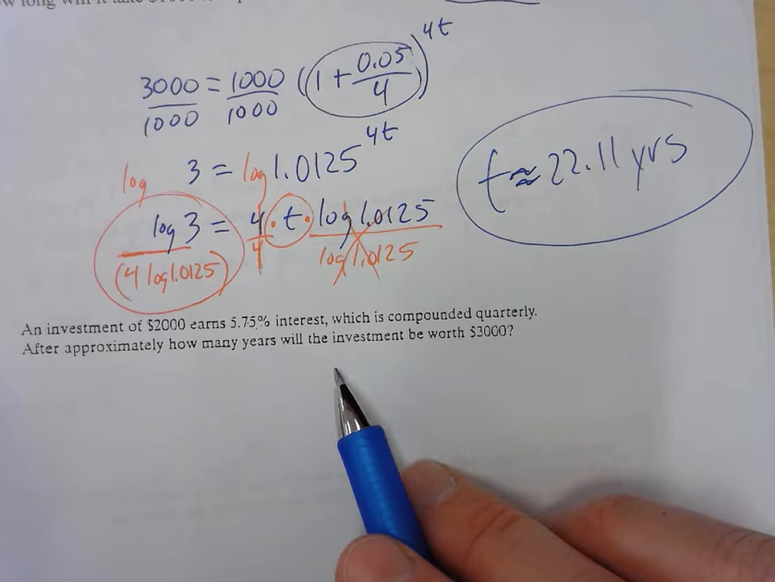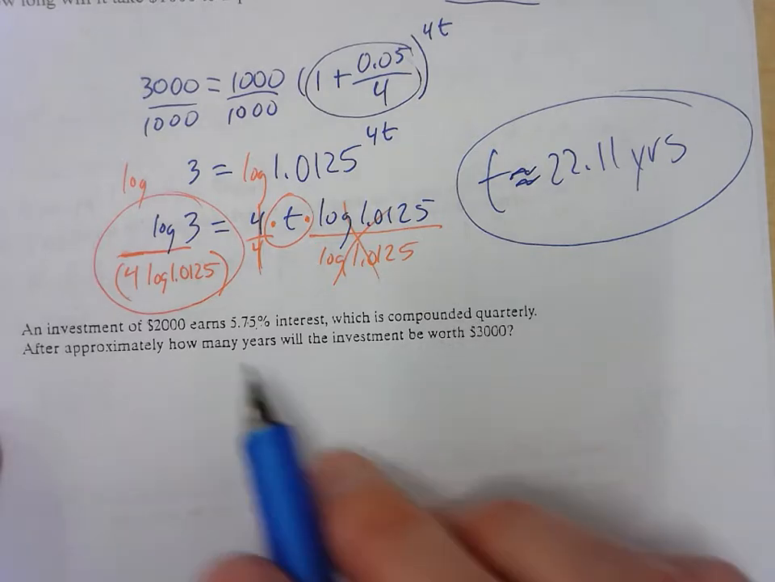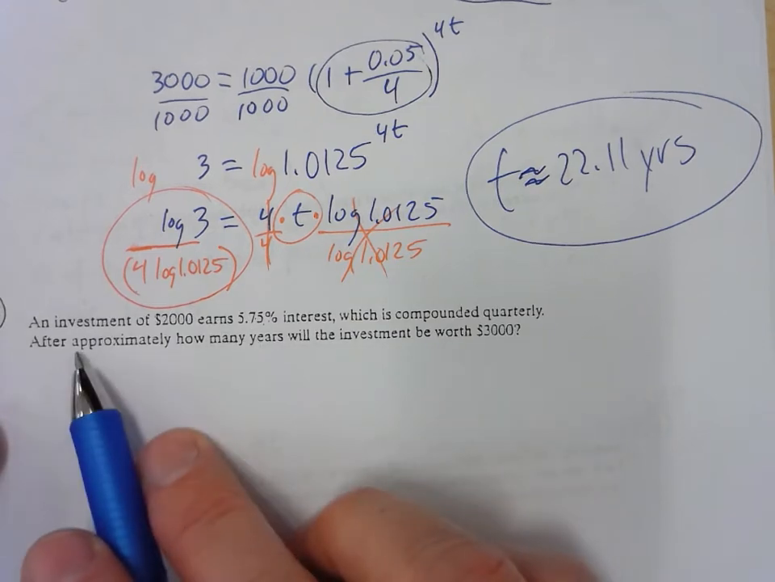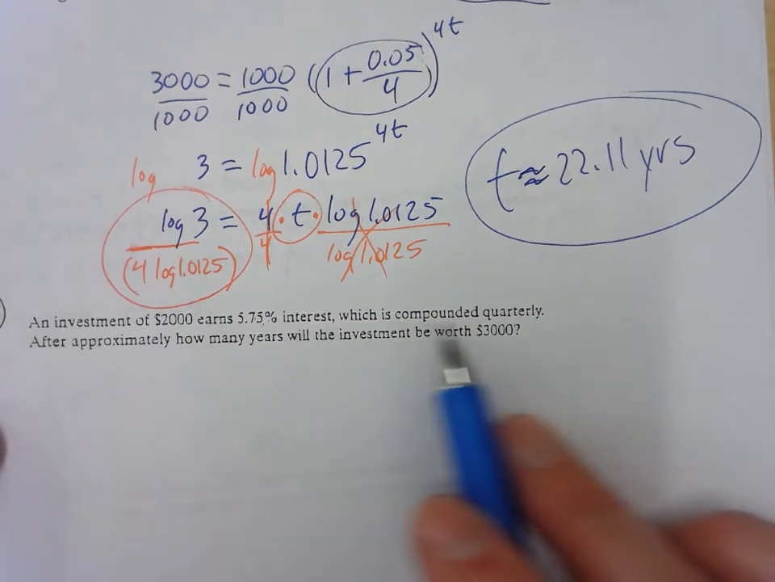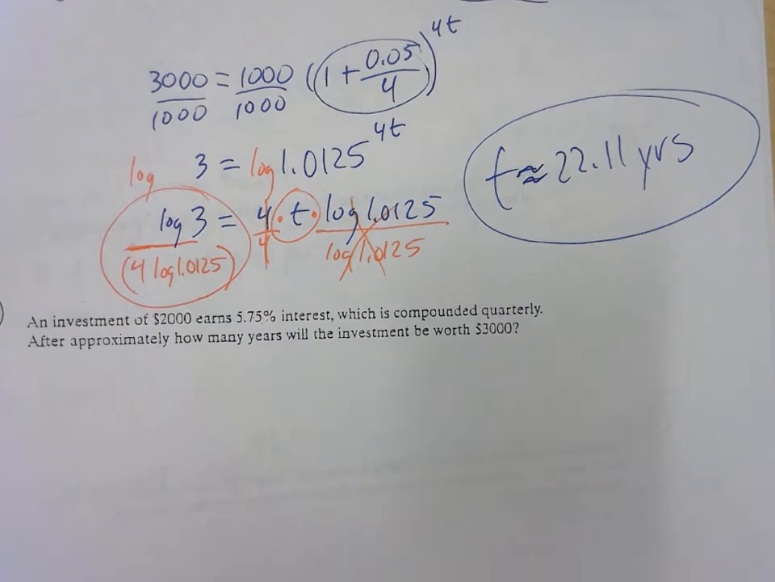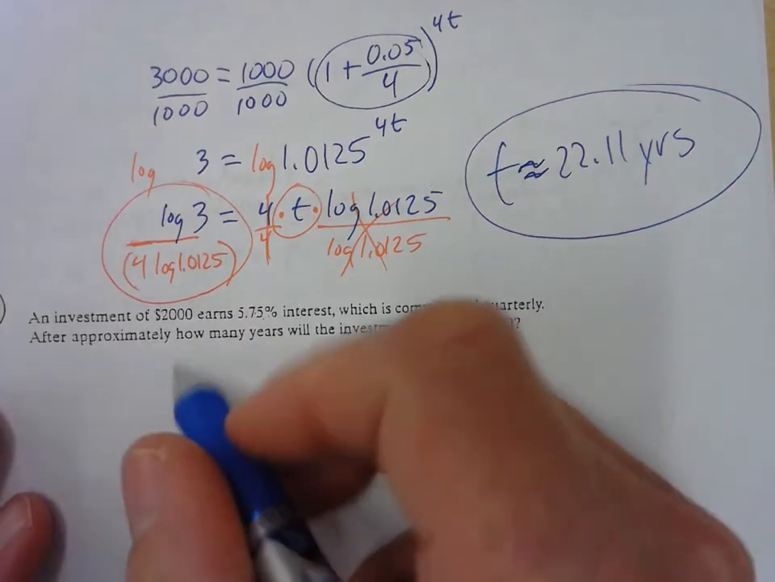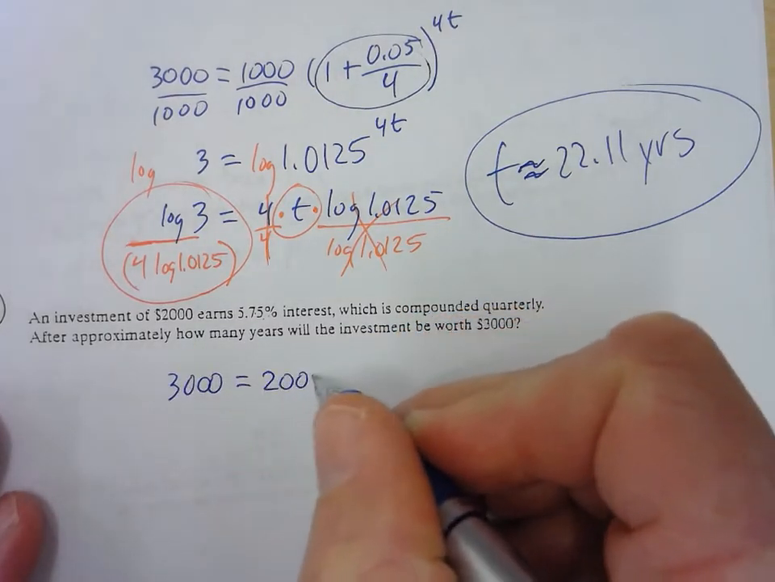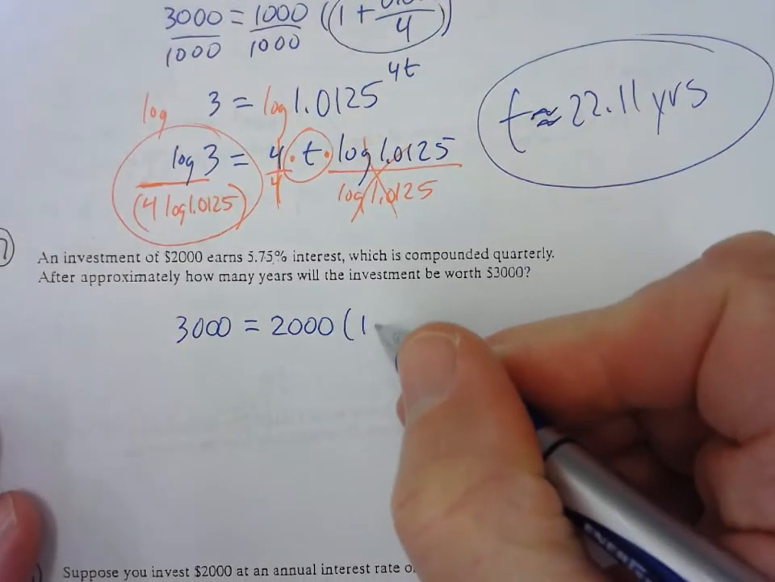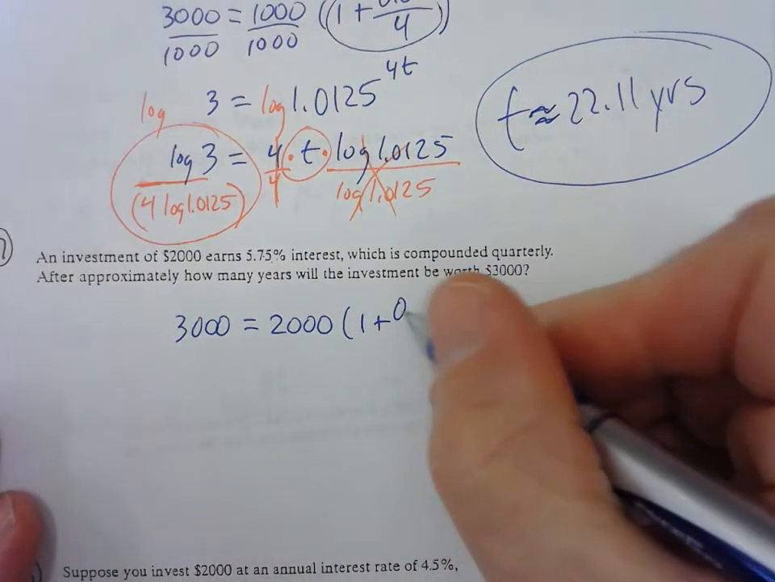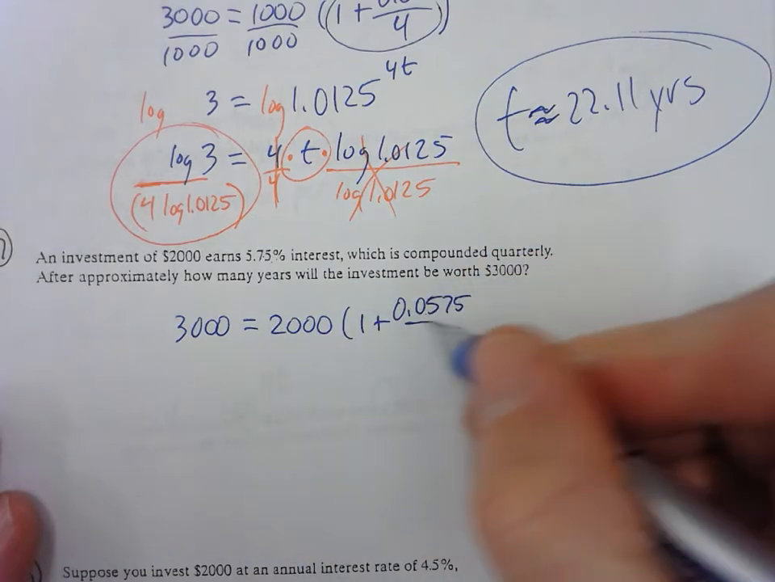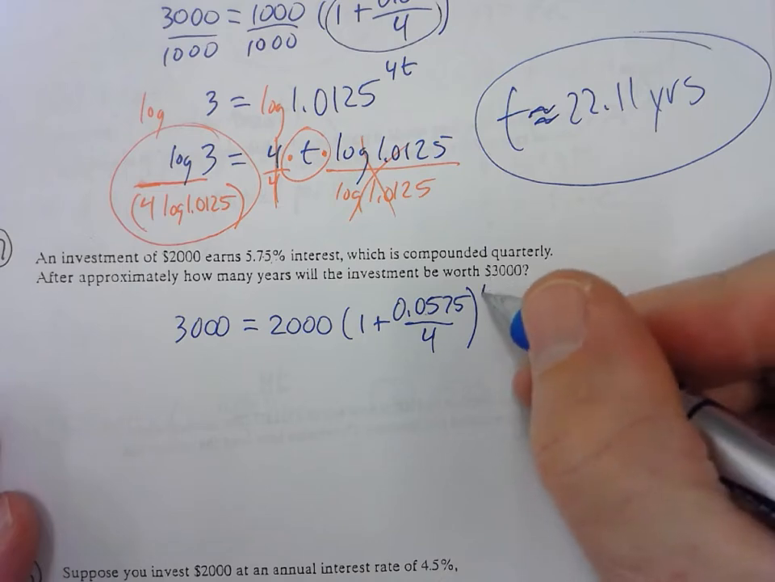Okay, the next one is quarterly. We're starting with 2,000. It's growing to 3,000. There's my interest rate, and I have to figure out how many years it's going to take to do that. So it's the same problem. $3,000 is my final amount. My starting amount is $2,000. 1 plus the rate of interest, 0.0575. It's compounded quarterly, so I'm going to divide by 4 again, to the 4t power.